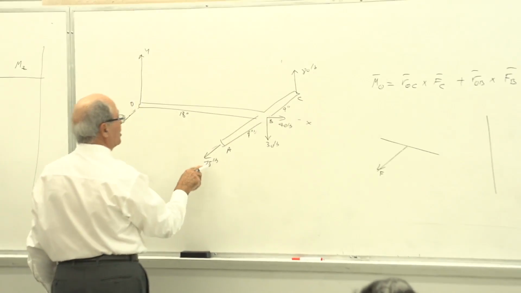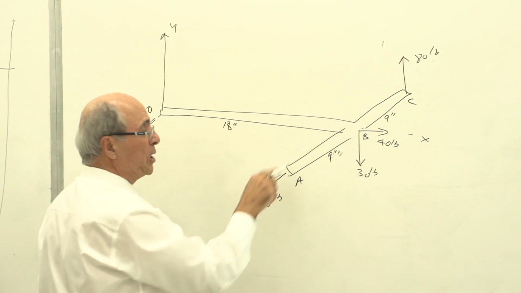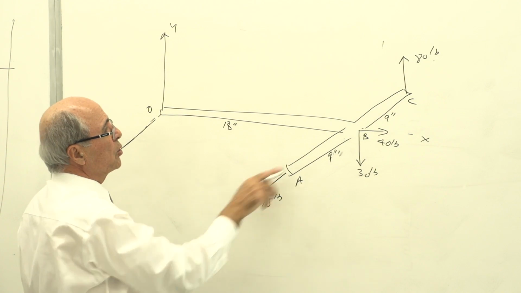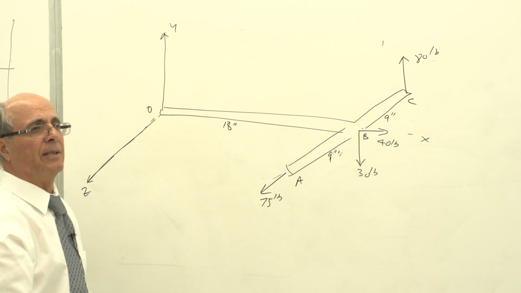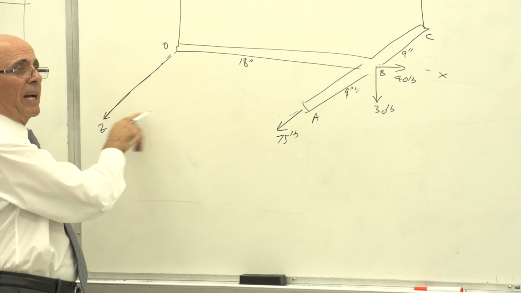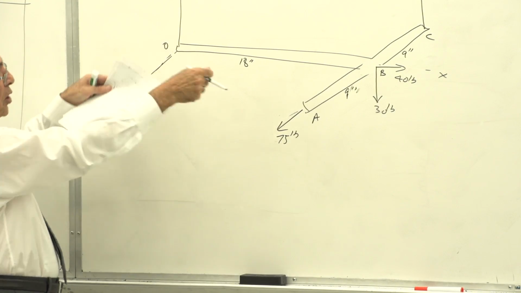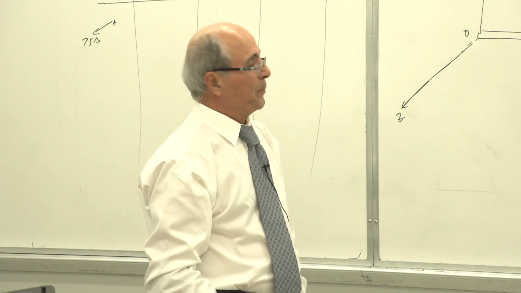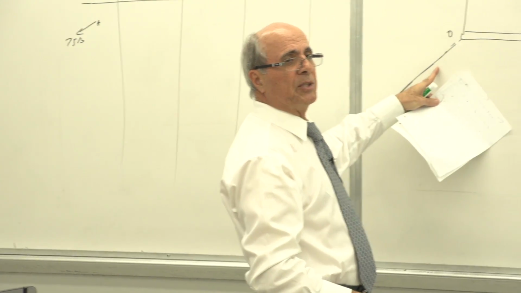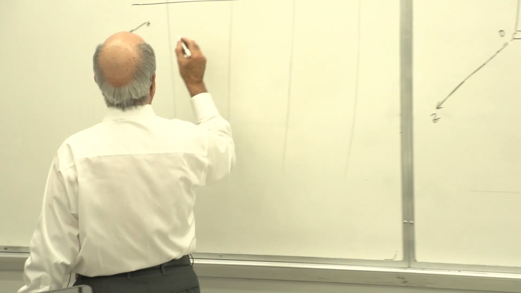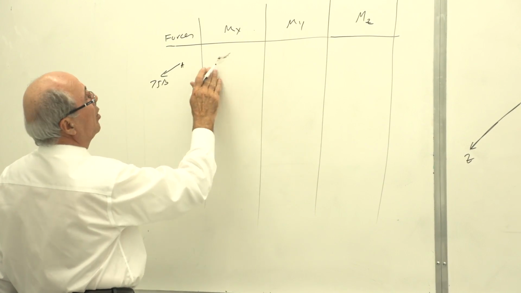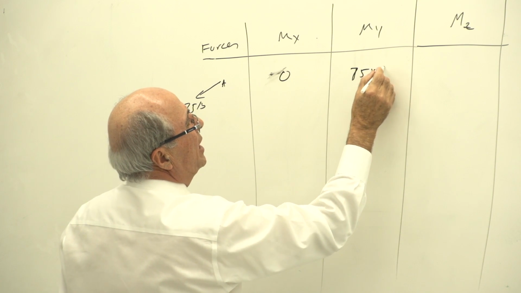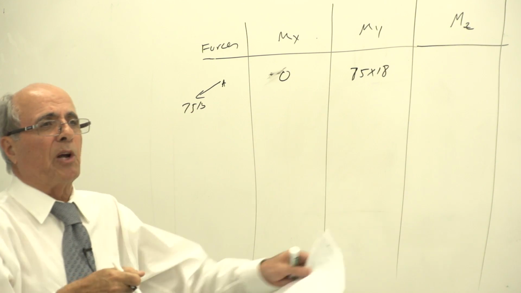Now tell me, does this instrument rotate because of this force? I'm not talking about the other three forces, only this force. Does it rotate the instrument about the x-axis? No. Does it rotate about the z-axis? Notice they are parallel. But does it rotate about the y-axis? Yes. How much is that? 75 times 18. That's one thing you want to know. Which axis was it? The y-axis. 75 times 18. The only question is whether it is plus or minus.